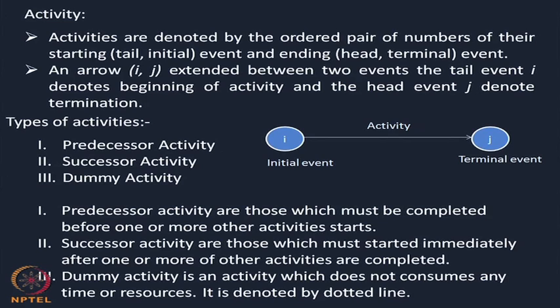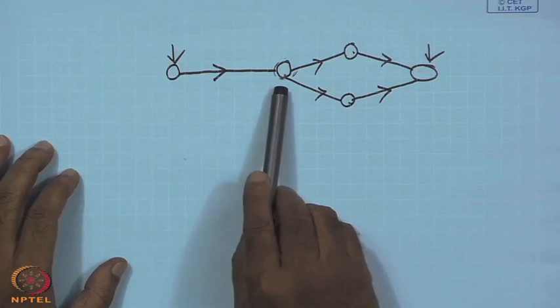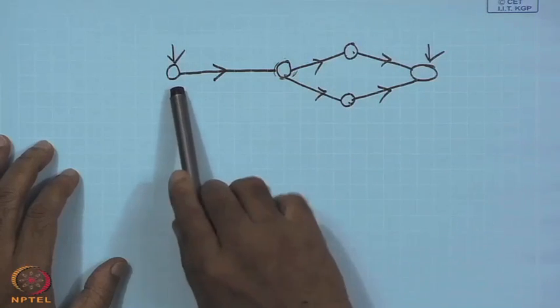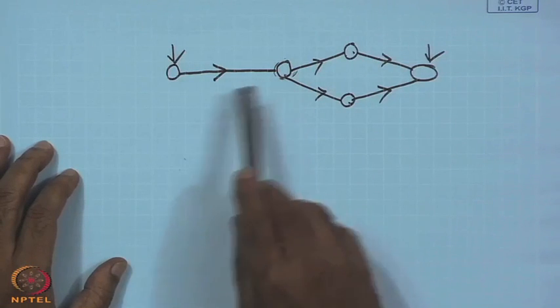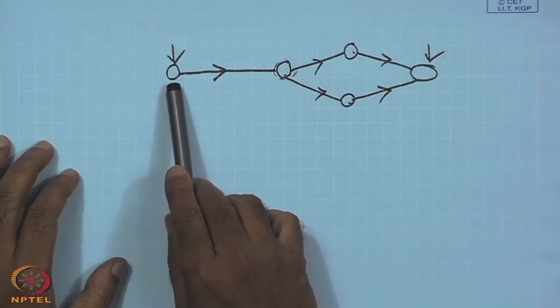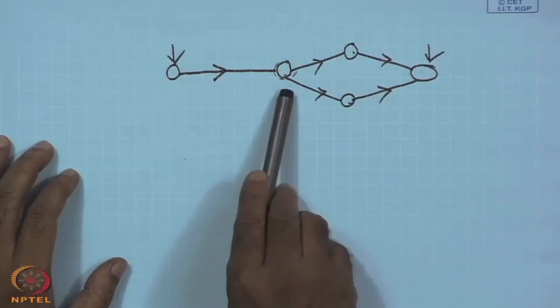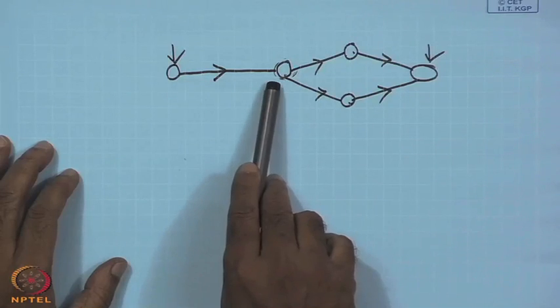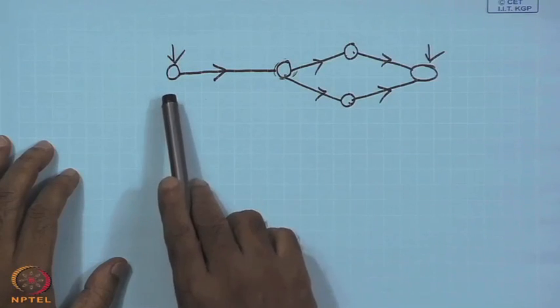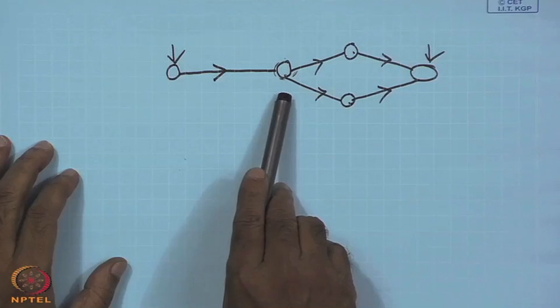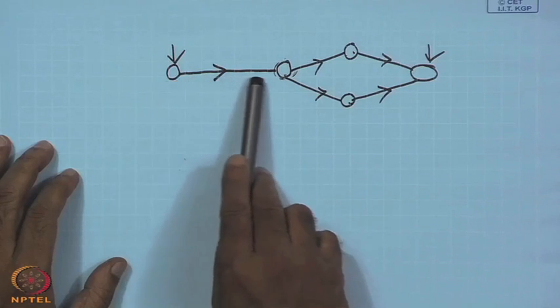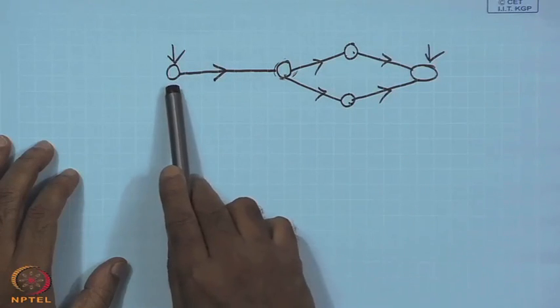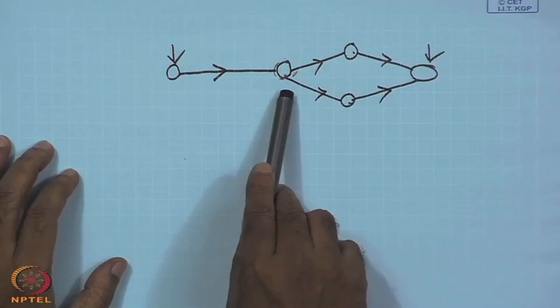So, in our figure, if you see this one, this is the starting event, this is the ending event, whereas this, the initial event, we call the tail, and this we call the head, and arrows are there. Depending upon the arrow, you decide which one is the tail or which one is the head.